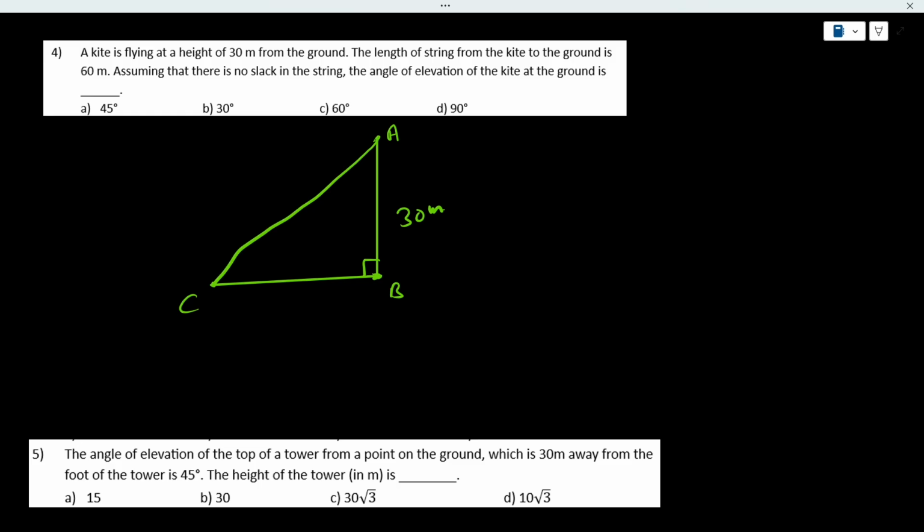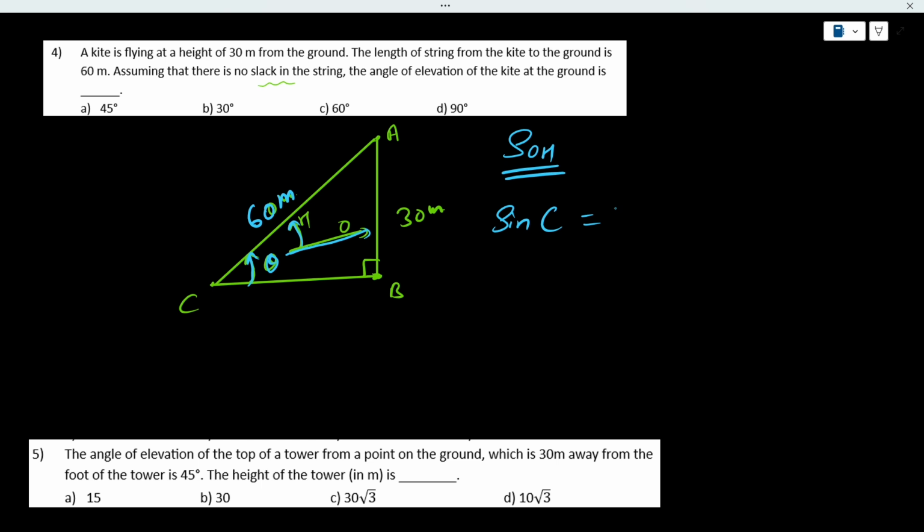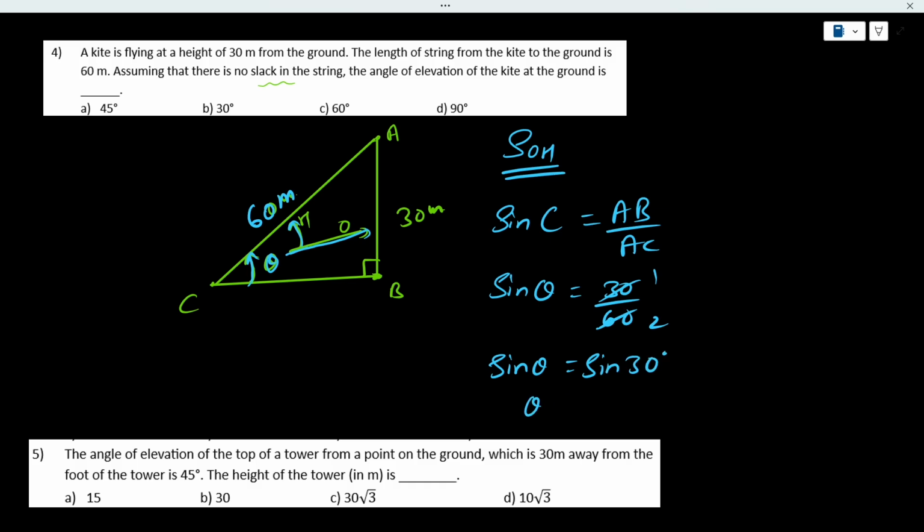So this has become your line, with 90 degrees here, and this is 60 meter because there's no slack here, meaning the length of this is there. Now here, the angle is theta, and you need to find the angle of elevation theta. This is opposite, this is hypotenuse, and opposite by hypotenuse is always sine. So sine theta or sine C equals AB by AC. So what is your sine theta? Which is 30 by 60, which is 1 by 2, and you know that sine theta is 1 by 2 for sine 30 degrees, right? So theta will be equal to 30 degrees. Your option number B is the right option.